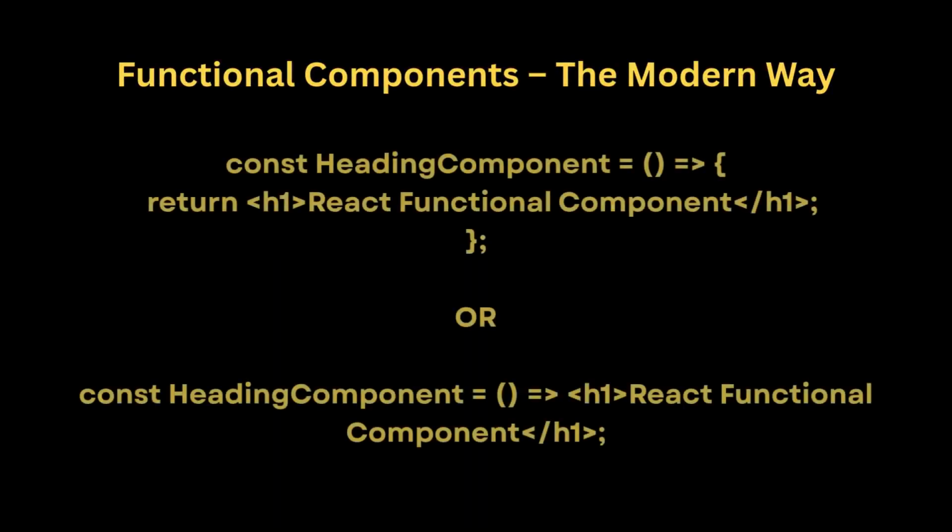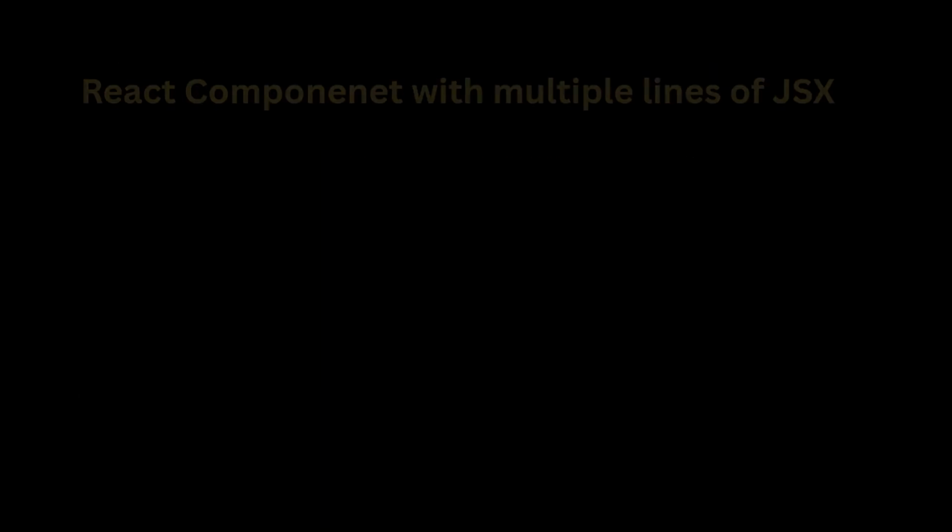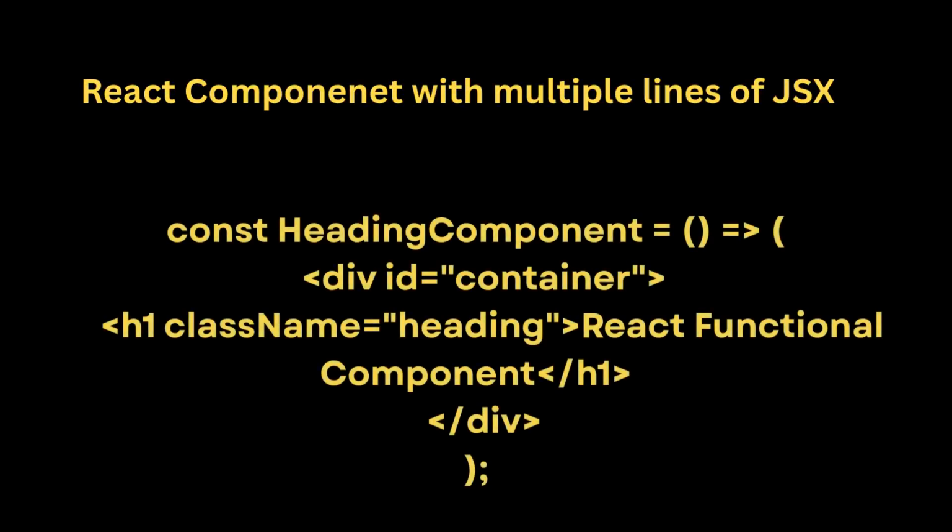Functional components are now the standard way to build React components. They're just JavaScript functions that return JSX, which is HTML-like code you write in React. You can even write it in a single line using arrow functions. If your component returns multiple lines of JSX, use parentheses like this. Important tip: when using curly braces in your function, don't forget to use return. Also, always capitalize your component name, or React won't recognize it as a component.